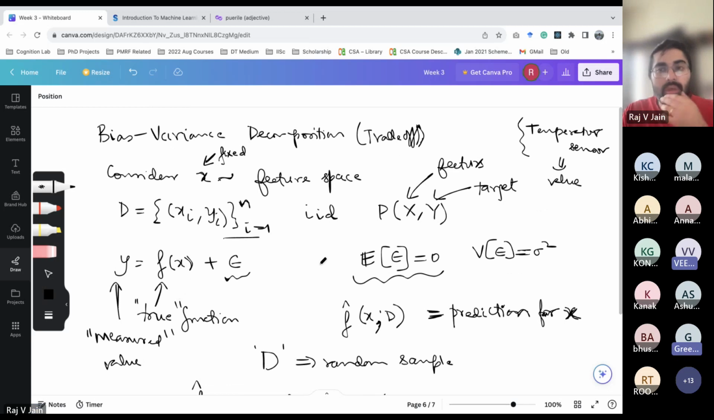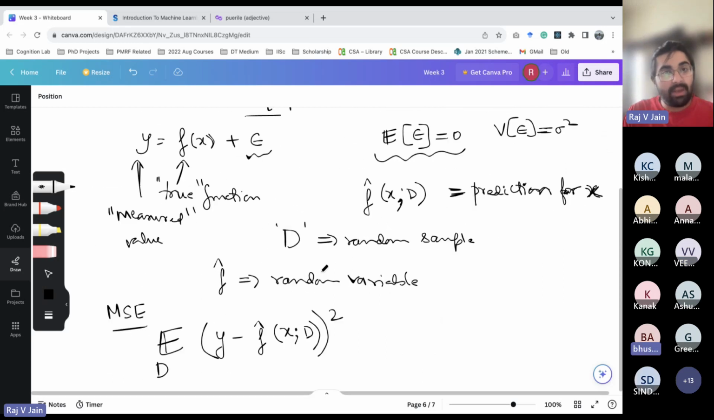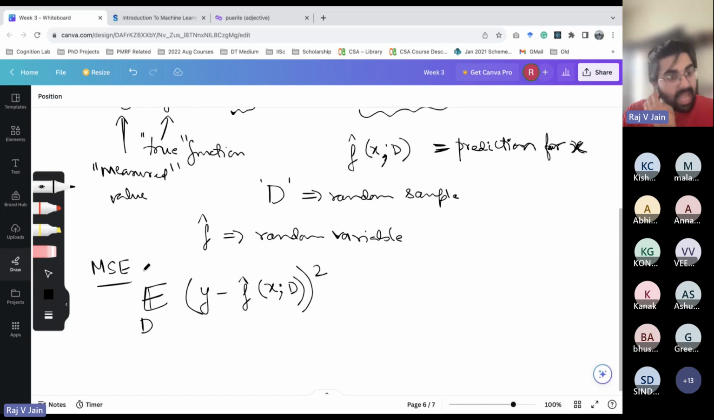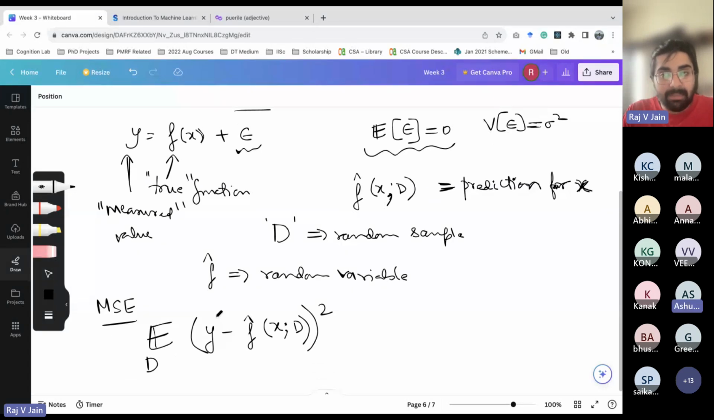On y alone, sir. On y. That's good. So on y also. Y and D. Why on D? Because the MSE I want to calculate, I want to see over all possible training data sets, right? Because that dictates what my function is. I said Y and D, not Y on D. Now, the randomness in Y is coming from which part of the equation? Only from epsilon.